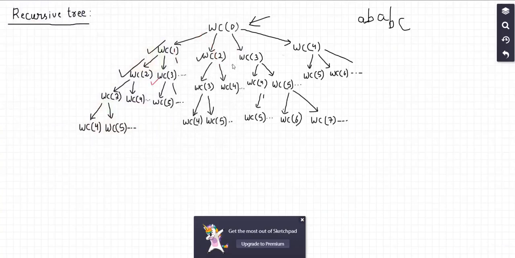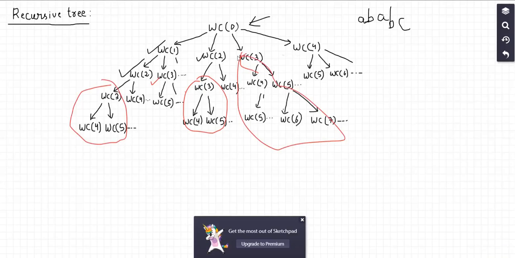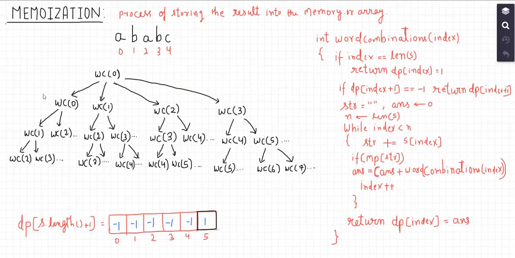WC3 is called here, it is called here again, here again. Okay, and here. So the computation is repeating. So rather than doing so, what we can do is to memoize the given code.